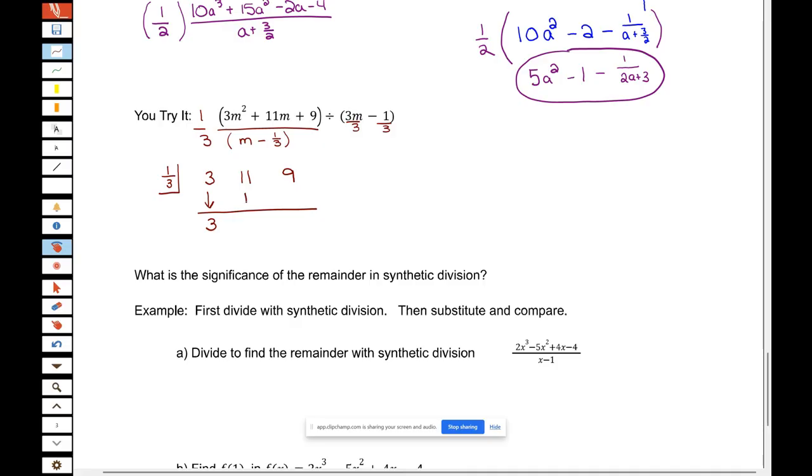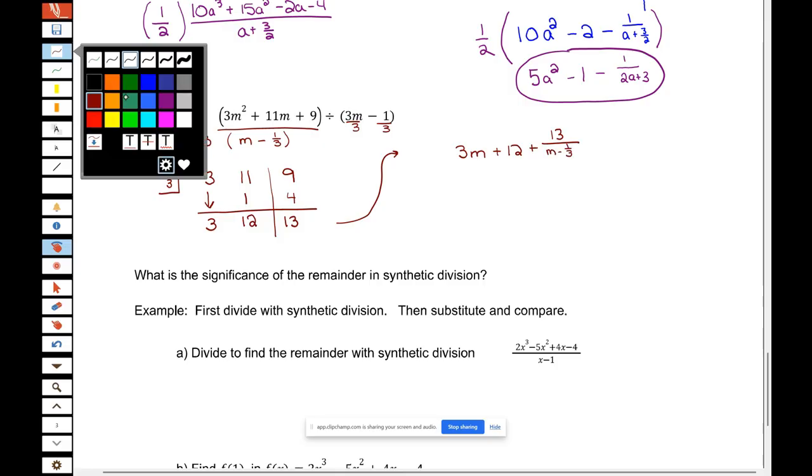multiply. 3 times 1/3 is 1. And add. 12 times 1/3 is 4. And add. Remainder of 13. So my answer is 1 less power than what I started with of a 2. So it's going to be 3m plus 12 plus 13 over m minus 1/3.